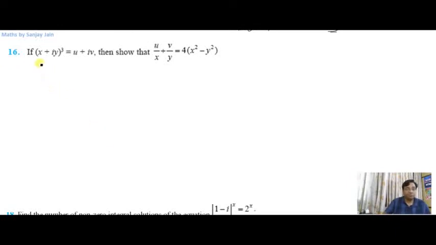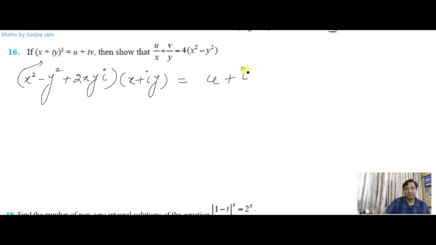Here we need to cube this. If you know the formula for cube, you can go directly. Otherwise, what you can do is square it, x squared minus y squared plus 2xy iota, and multiply it with x plus iota y, and it is equal to u plus iota v, and we need to find this expression, right?